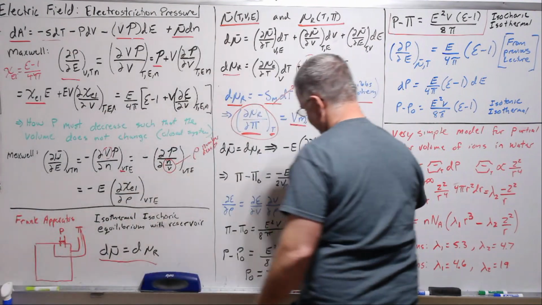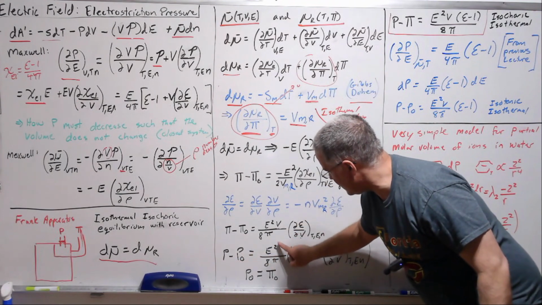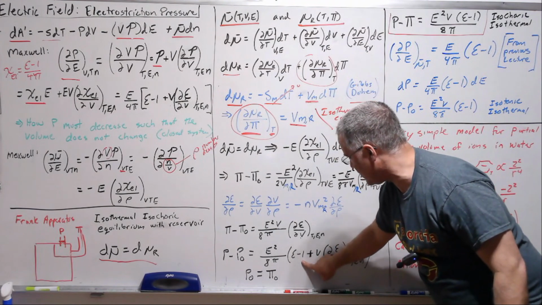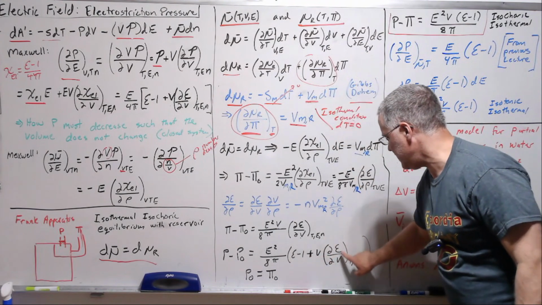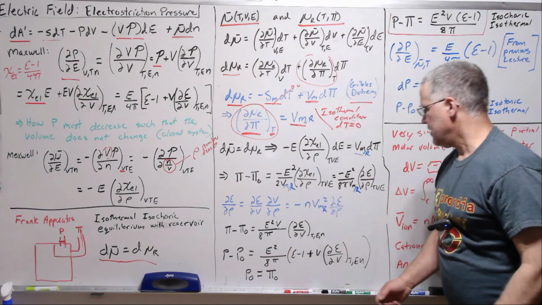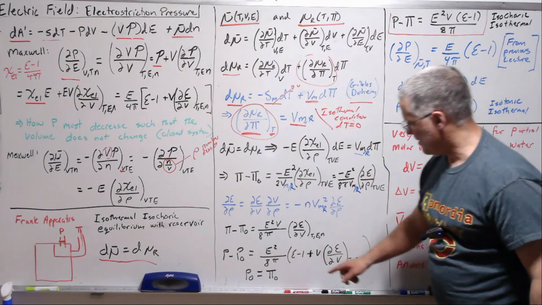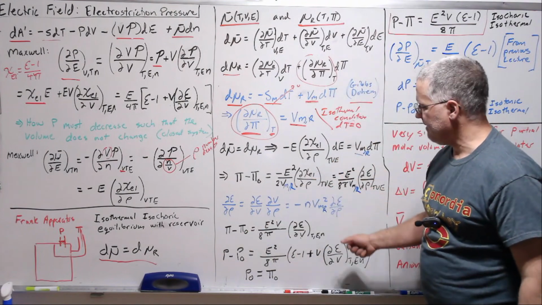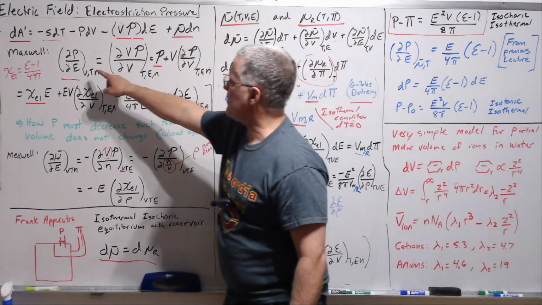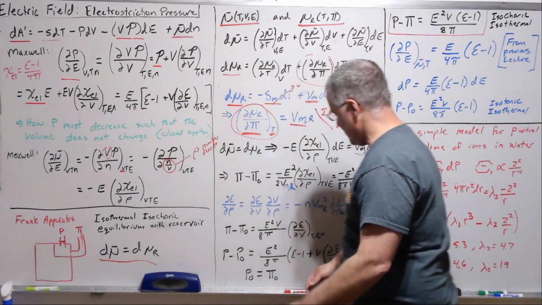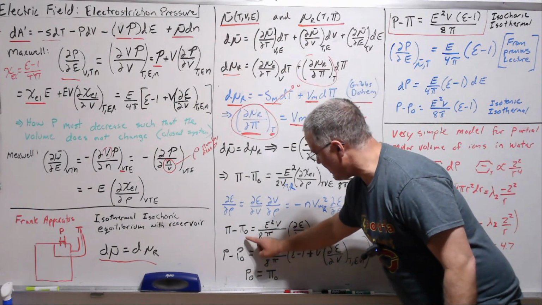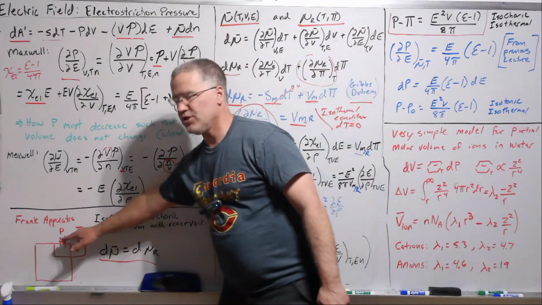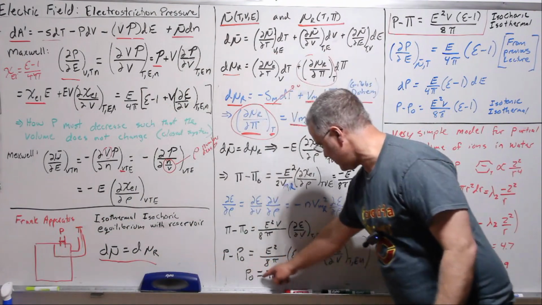We're going to get P minus P naught is E squared, and then we're going to have the dielectric constant minus 1 plus V d epsilon dV. So this we've gotten by just taking the chain rule here, and then this we've gotten by going back to this and integrating that up. Now, what is this? This is the pressure on the tube when there's no field. This is the pressure when there's no field. So those are equal. So these two are equal.